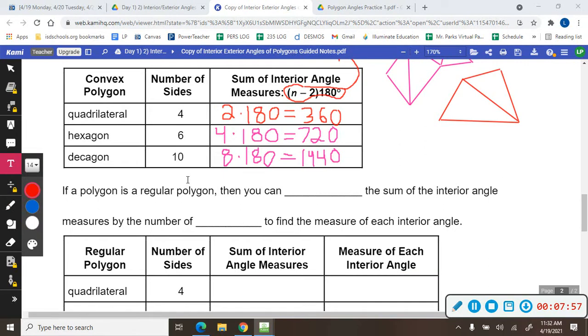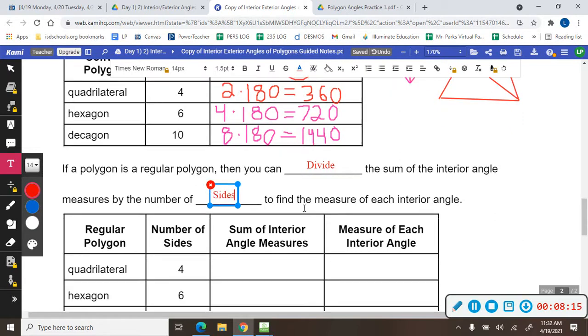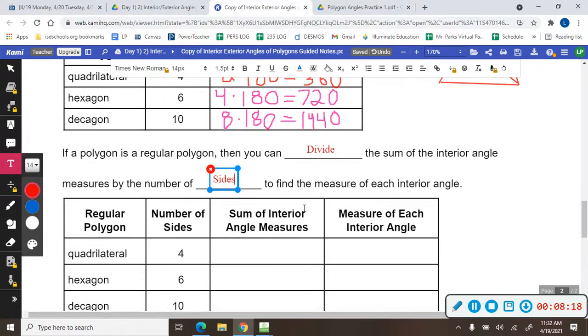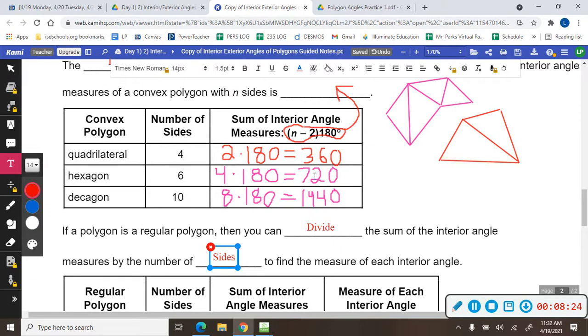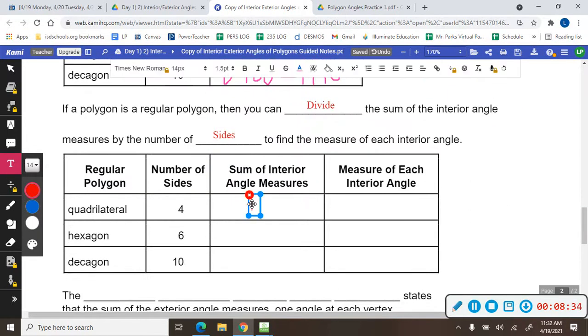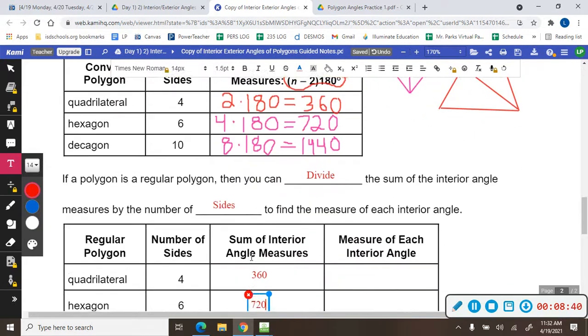Now, if the polygon is regular, that means that every angle is the same. So if it's regular, then you could just divide the sum of the interior measures. You could divide these numbers by the number of sides, because number of sides equals number of angles, to find the measure of each interior. So for example, we're going to copy the same thing. We just said 4, 6, and 10 was 360, 720, 1440. So I'm going to put down here 360, 720, and 1440.